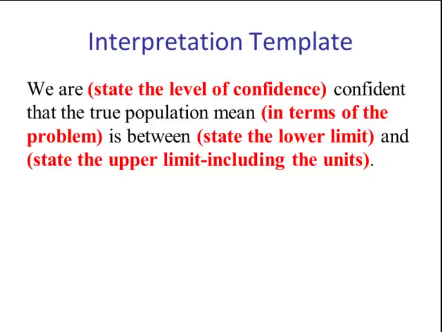This is going to be our interpretation template. Whenever we have a confidence interval and we are asked to interpret that confidence interval, this is the template that we can use. We are, and then you state the level of confidence. That's either going to be 90, 95, or 99%. Confident that the true population mean, you put the mean in terms of the problem, is between, you state the lower limit and state the upper limit, and include units when necessary.